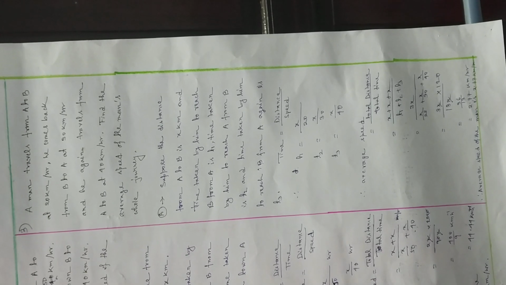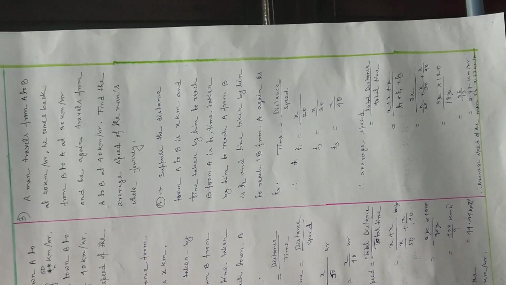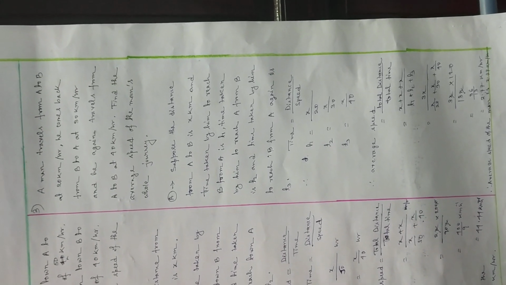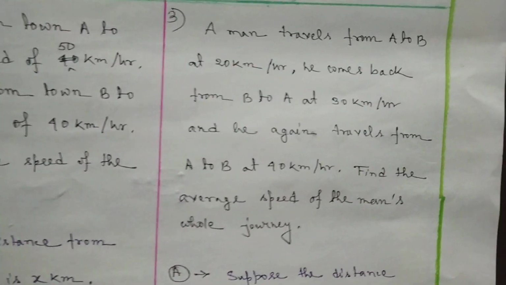A man travels from A to B at 20 km per hour. He comes back from B to A at 30 km per hour. He again travels from A to B at 40 km per hour. Find the average speed of the man's whole journey. Okay, so what is the question?